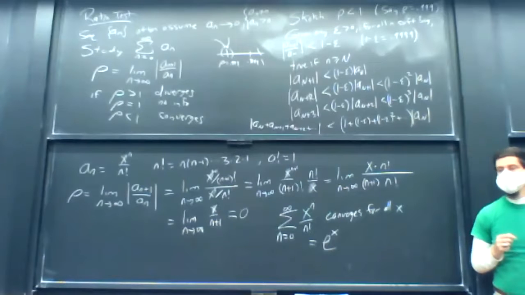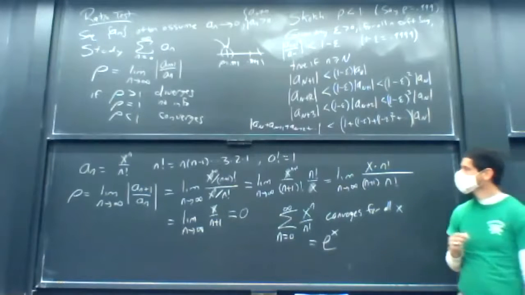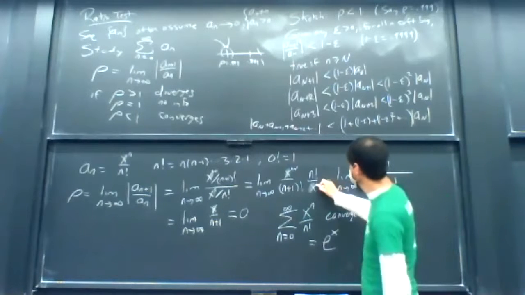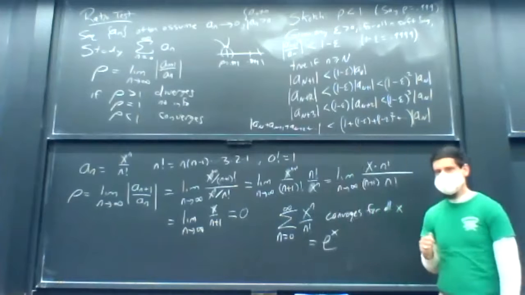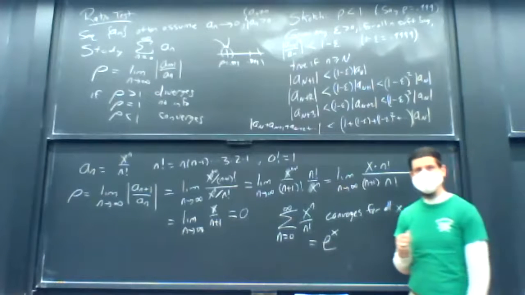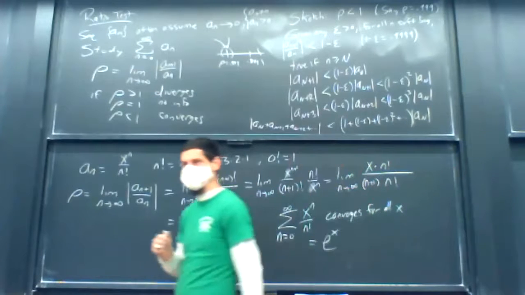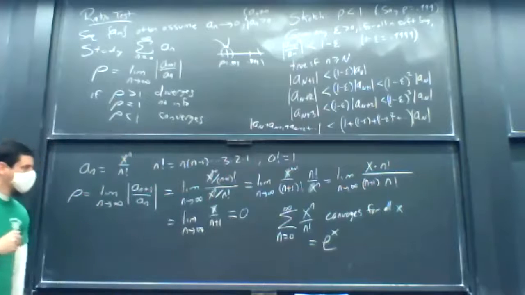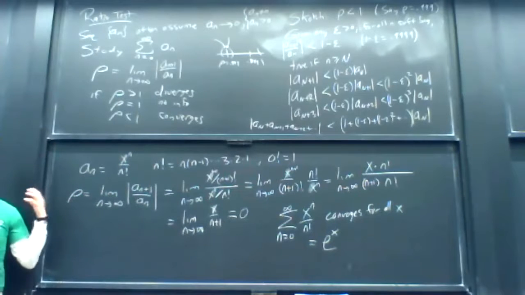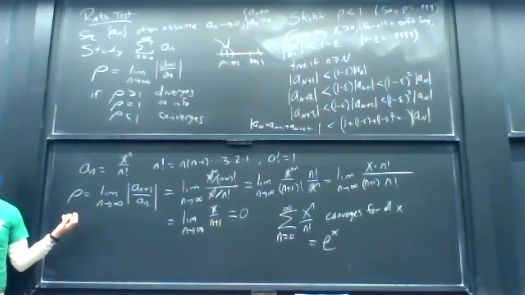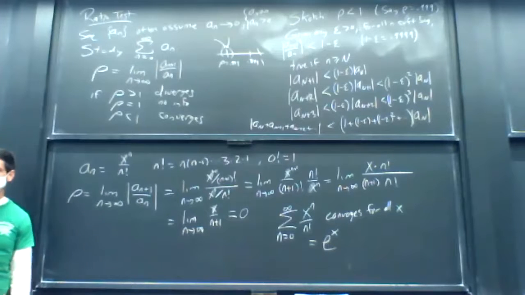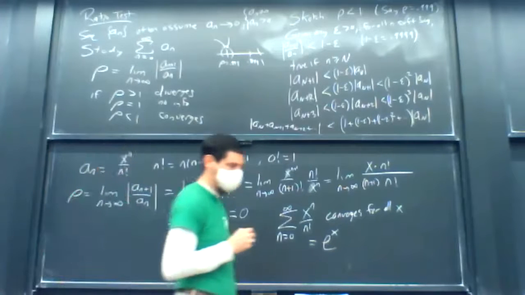Yes? Did you drop the x to the n? Oh, yes, there should be an n over there. Thank you. I did the algebra as if it was x to the n, but I did not write it on the board. So this is, again, a really nice application of the ratio test. We now have that this sequence converges, and converges for all values of x.